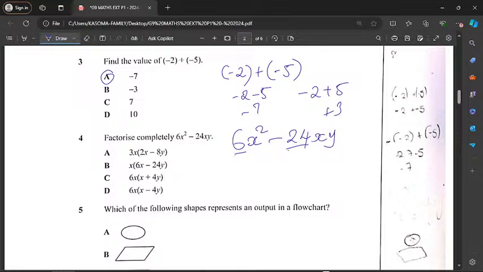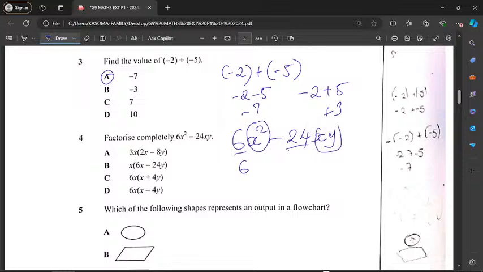I know 1 can go into 6 and 24, 2 can go into 6 and 24, 3 can go into 6 and 24, and 6 itself can go into 6 and 24. However, I'm going to pick the biggest number among those that can go into both numbers. So what number can go into 6? It's 6 itself, that's the biggest factor. And what number can go into 24? That is 6 itself again. So we write 6.